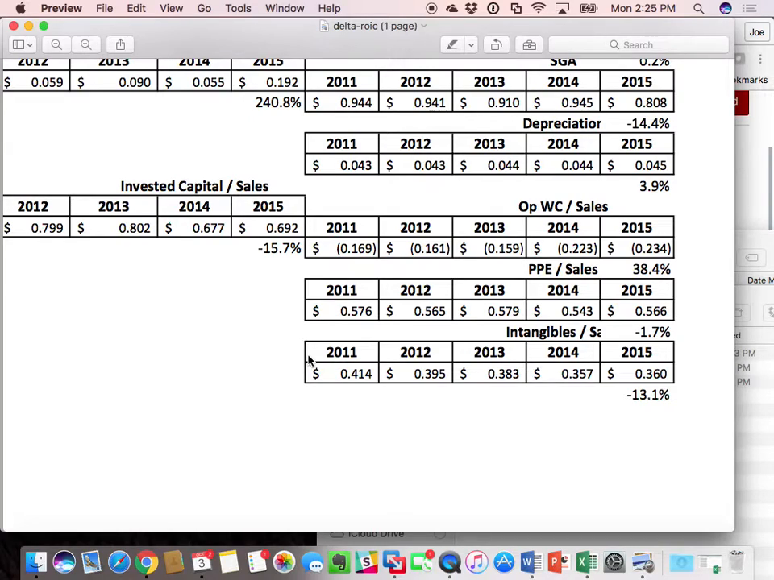So that means they took on bigger liabilities relative to assets, a relatively bigger debt load. PP&E over sales stays flat. Intangibles over sales goes down by 13.1%. That's probably because they dispersed the acquisition they made at some point. Either way, we don't know that, but we can infer, and we have to go check that out. What's more important is they're getting more productive.